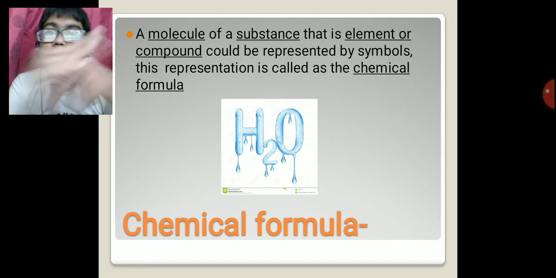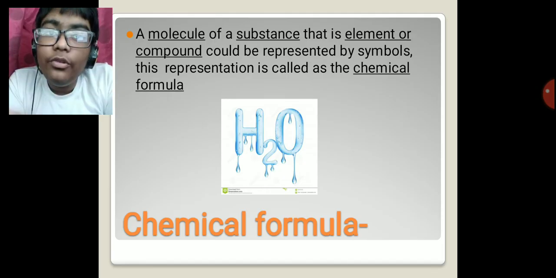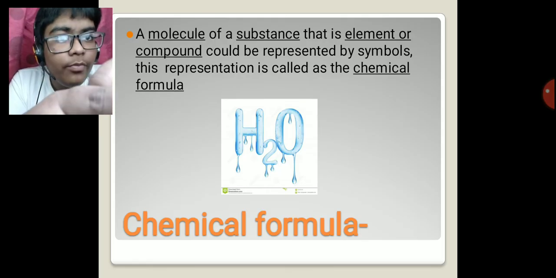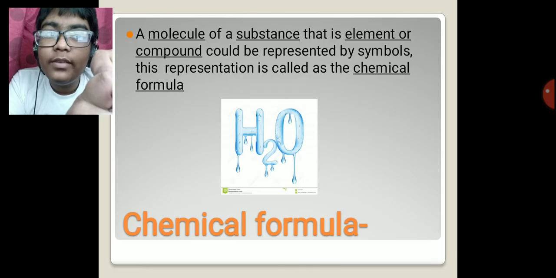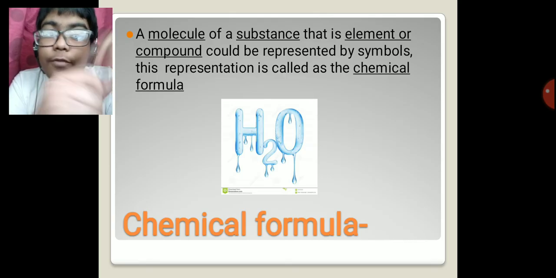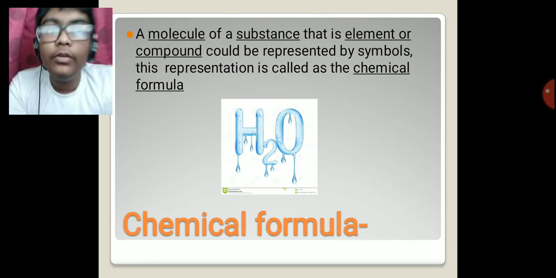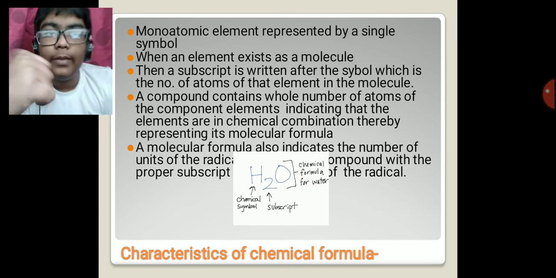Hydrogen reacts with oxygen forming water. Hydrogen's symbol is H, and oxygen's symbol is O. So two atoms of hydrogen combine with one atom of oxygen forming water. Therefore the formula becomes H2O. So it is done like that. Then you have the characteristics of a chemical formula.